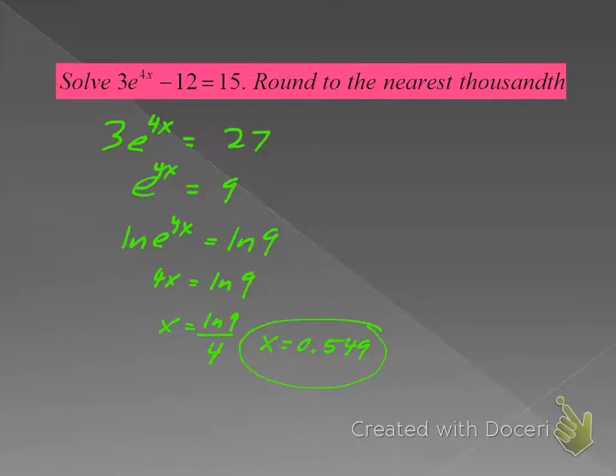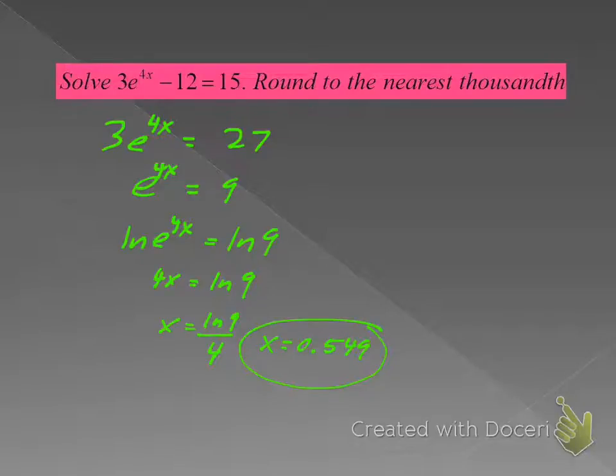Okay, so pretty much the same exact process. You're going to add 12 over first to give you 27. Divide by 3 to give you 9. Take natural log of both sides. Brings the 4x down. Cancels these out. So you have 4x equals natural log of 9. Divide by 4. Plug in your calculator. x equals 0.549. Okay, so hopefully that process is making a little more sense. If it's not, please talk to me in class about it.